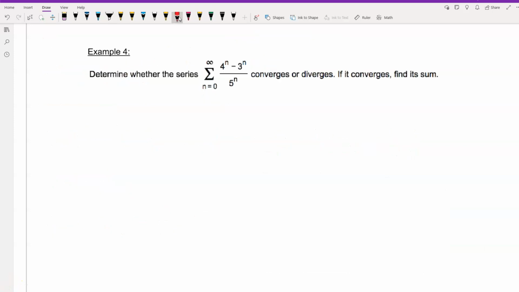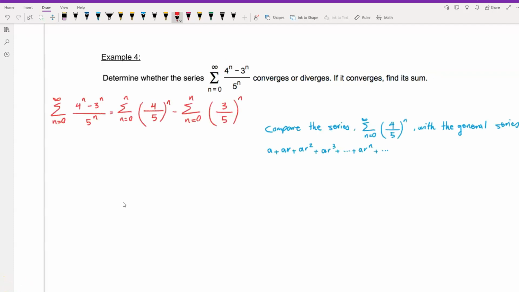Determine whether the series sum of 4 to the n power minus 3 to the n power divided by 5 to the n power, n from 0 to infinity, converges or diverges. If it converges, find its sum. So this series is equal to the sum of 4 over 5 to the n power, n from 0 to infinity, minus the sum of 3 over 5 to the n power, n from 0 to infinity.